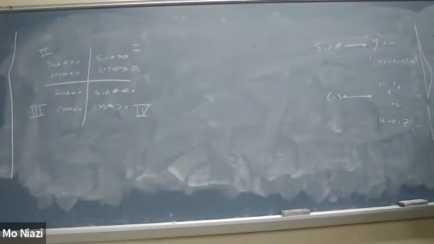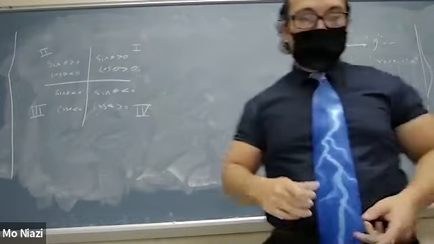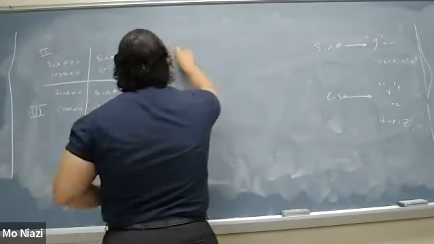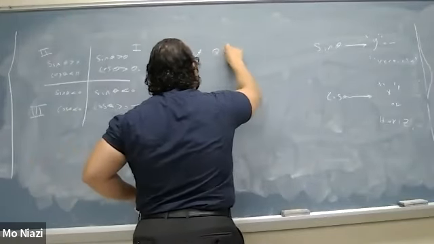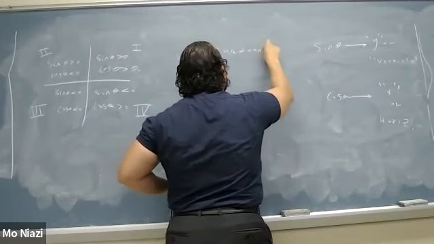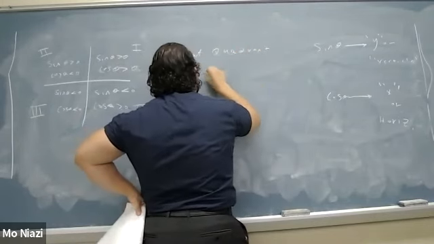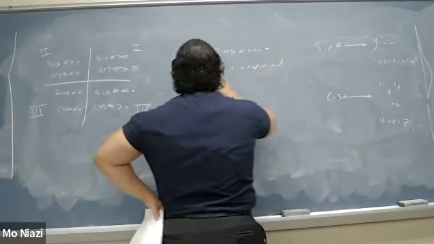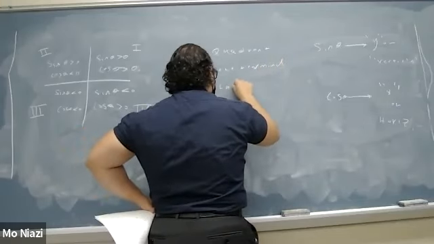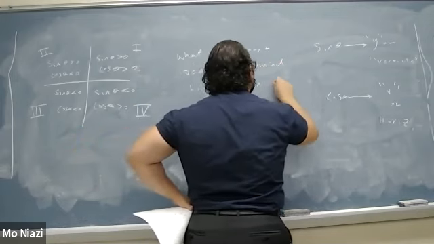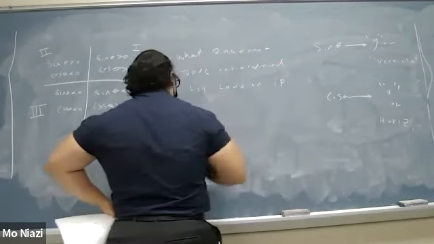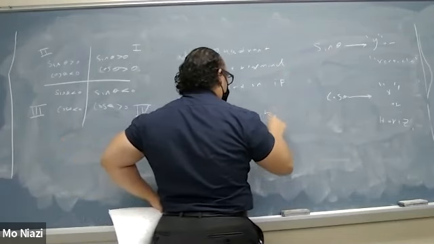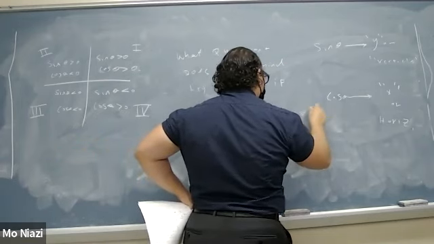Now, let's play a game since you know this right here. What quadrant does the terminal leg land in if cosine of theta is less than 0 and cotangent theta is greater than 0?